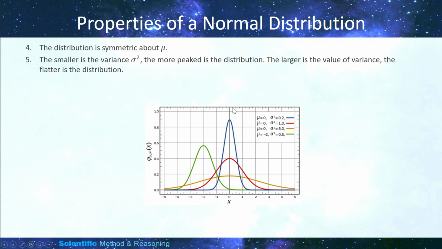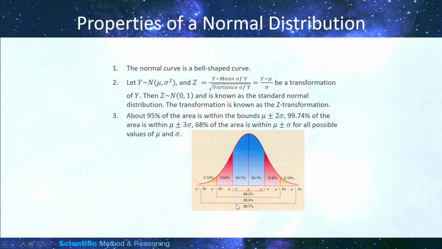In other words, remember that the total area under the curve is 1 and the mean is here, and the distribution is symmetric about the mean. That means 50% of the observations, 50% of the area, will be on the left hand side of the mean, and the other 50% of the area will be on the right hand side of the mean.